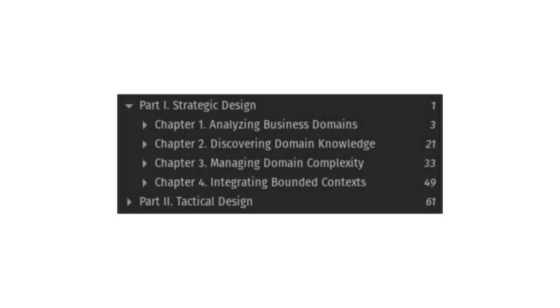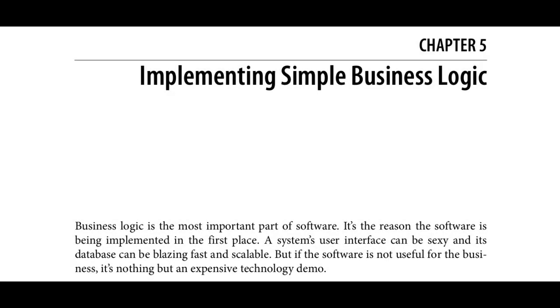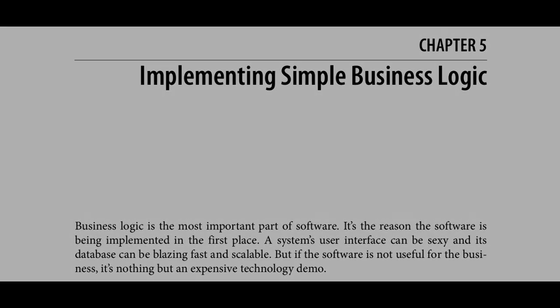And this is pretty much it for Chapter 4. Thus far, we have been discussing strategic design, the first 4 chapters of the book. But now an era comes to an end, and a new one dawns on the horizon, Part 2, Tactical Design. Chapter 5 will be the introduction to the second part of the book by Vlad Kononov, where we will discuss how to implement simple business logic.